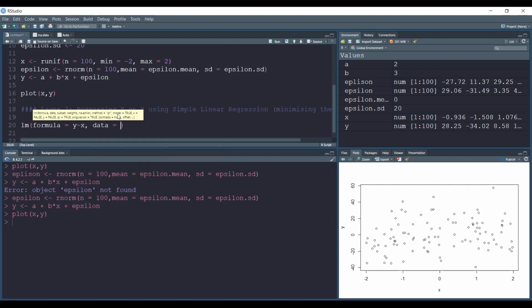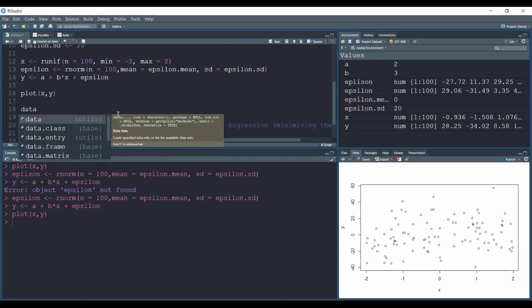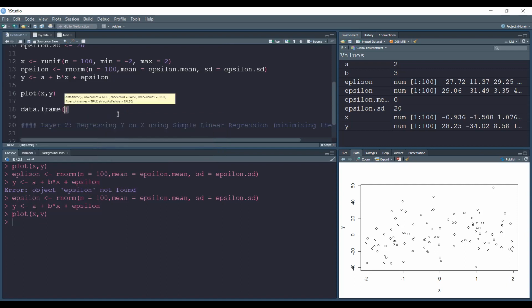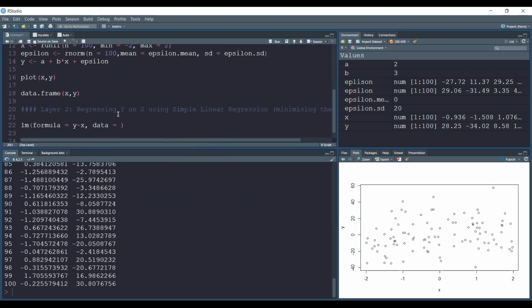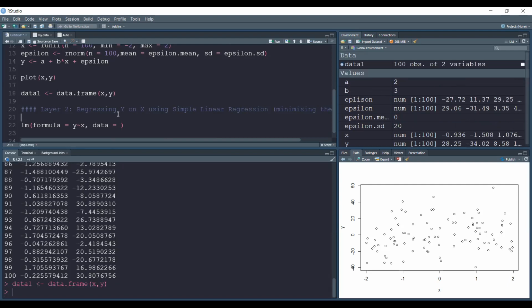The data, we don't have data, do we? I think it needs a data frame from us. So do I know how to do this, or will I have to do it in Excel? Data frame. I'm amazed that worked. So let's save it as data one. This is our first data set. And now we have data one.